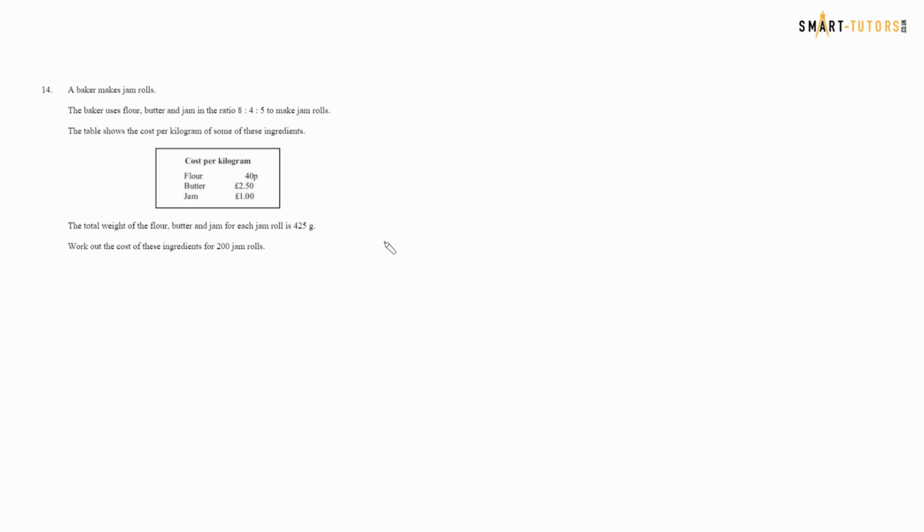Question number 14. A baker makes jam rolls. The baker uses flour, butter and jam in the ratio 8:4:5 to make jam rolls. So flour is the first one and the butter is the second one and the jam is the last one. So which is 8:4:5. The table shows the cost per kilogram of some of these ingredients. Cost per kilogram. So flour is 40p per kilogram, butter is 250, jam is 1 pound.